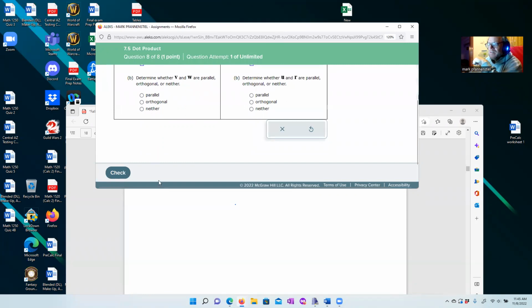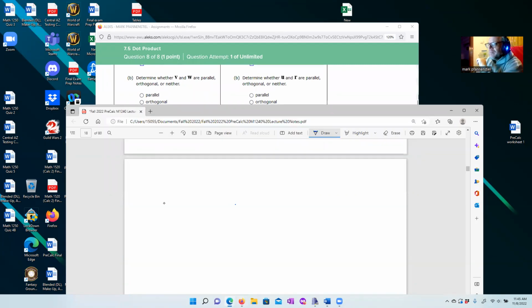If parallel, then the angle theta will equal 0 degrees or 180 degrees. You can say 0 or pi. The cosine of pi equals negative 1, and the cosine of 0 is equal to positive 1. So if we end up with a value of cosine theta equals 1 or negative 1, then we know they're parallel, just maybe in this direction or that direction. That's okay.